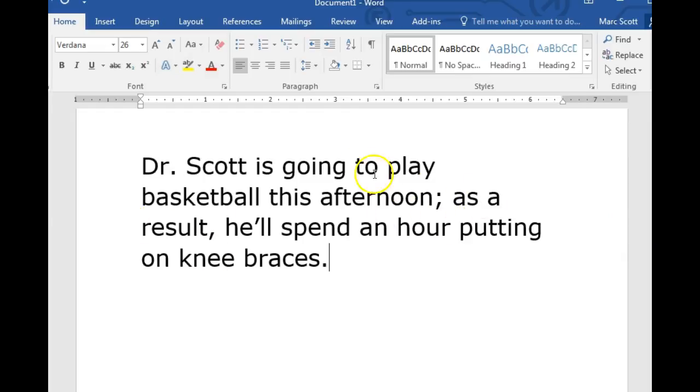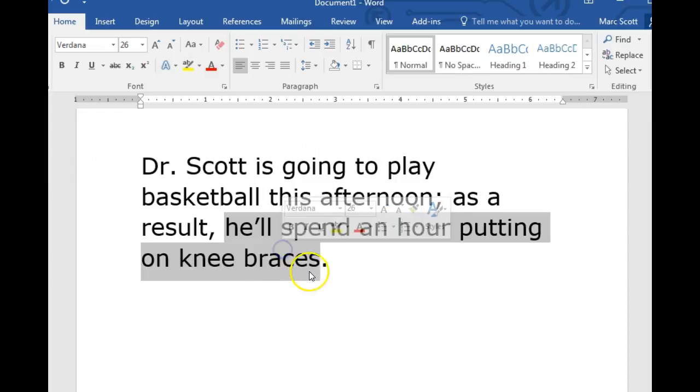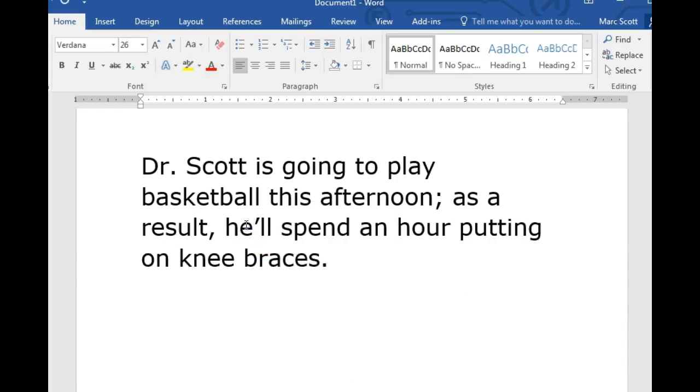So, Dr. Scott is going to play basketball this afternoon. I want to combine that to this thing. He'll spend an hour putting on knee braces. I guess you could just put a semicolon in it, but if you really want to emphasize the relationship between this sentence and this sentence here, the semicolon, and then that transition, and then the comma that comes after the transition, that's really needed there to make it really easy for the reader to say, oh, hey, I know why Dr. Scott's going to spend a ton of time putting on a knee brace, because he is playing basketball this afternoon. So those transition signals, they're super helpful. They're super important that you get them down.